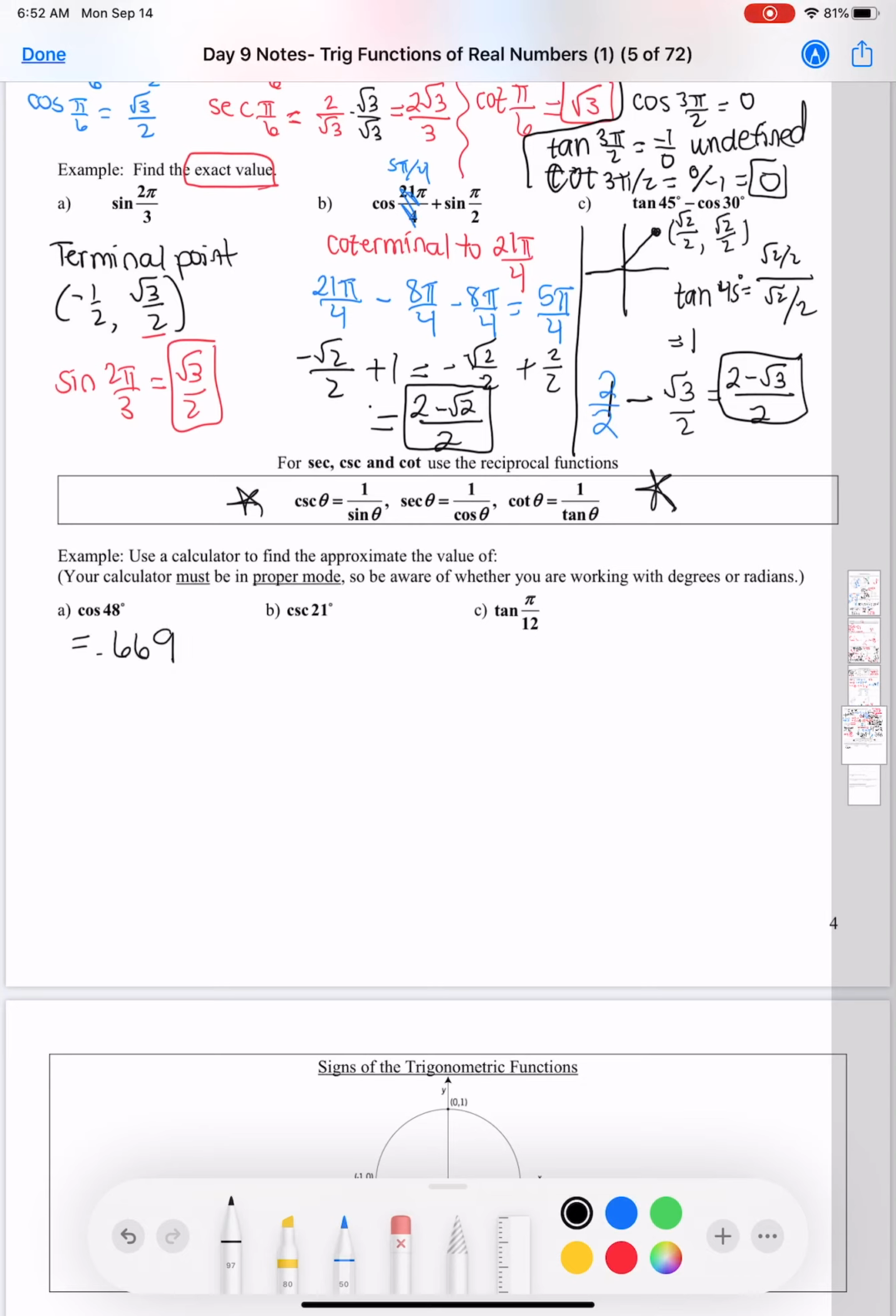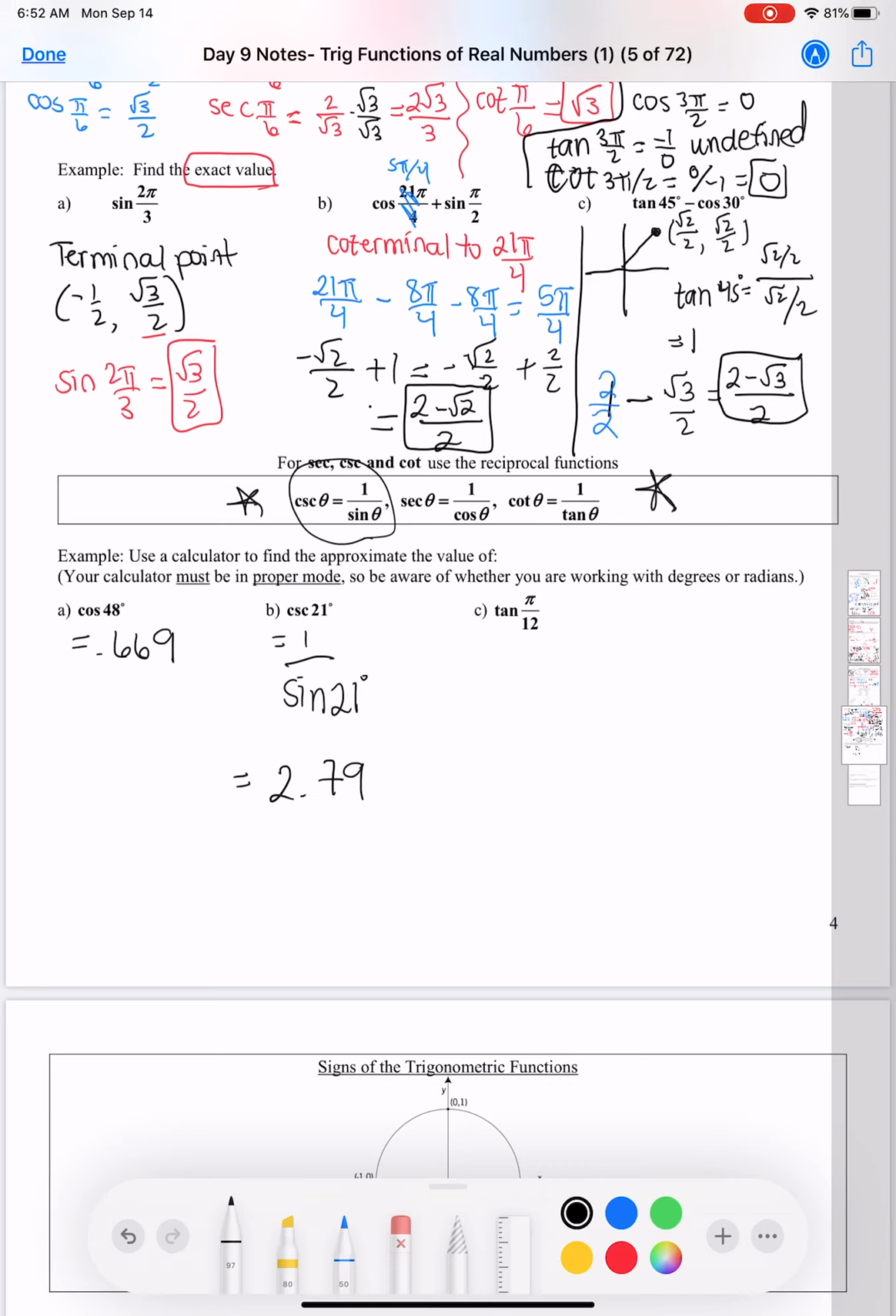Okay, if we did cosecant of 21 degrees, again, make sure you're in your degree mode. For cosecant, I'm going to do 1 divided by, right, we're going to use the trig function. I'm going to do 1 divided by sine of that angle. And when I do that and get an approximated decimal, it's about 2.79.